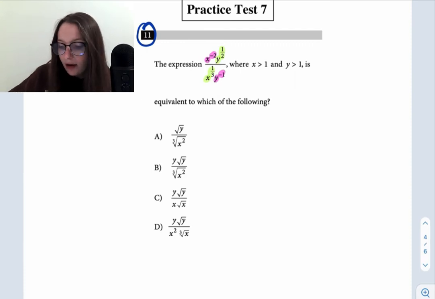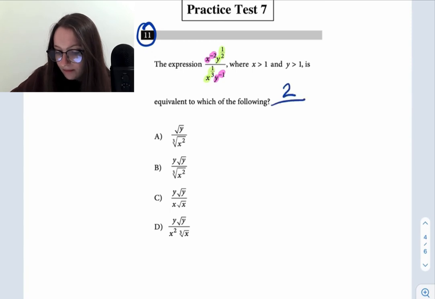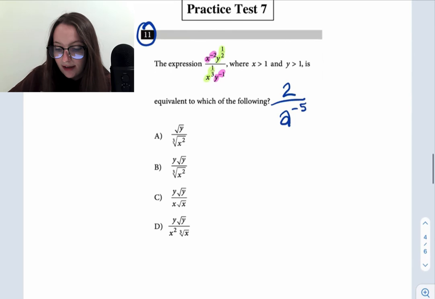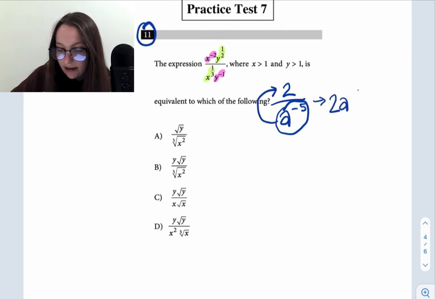Let me show you. So let's say you had, for example, 2 over, let's pick a good letter, 2 over a raised to the negative 5. Well, the way that you make a negative exponent positive is you take the base and the exponent and you flip it over the fraction bar. So this written as a positive exponent would just be 2a to the 5th.